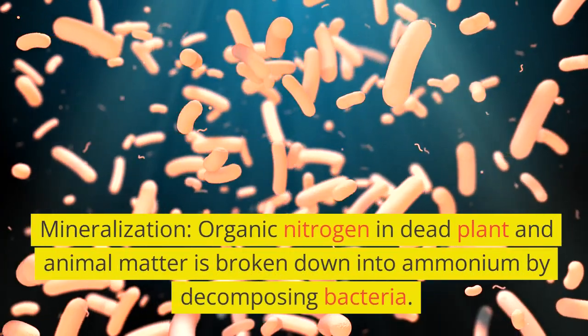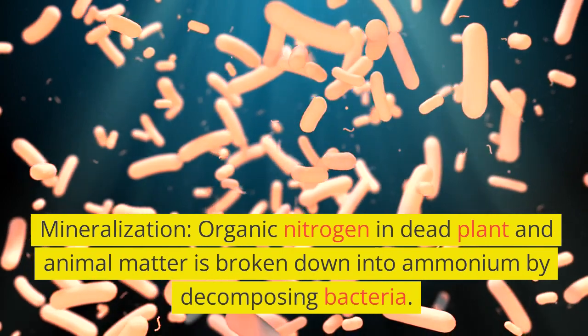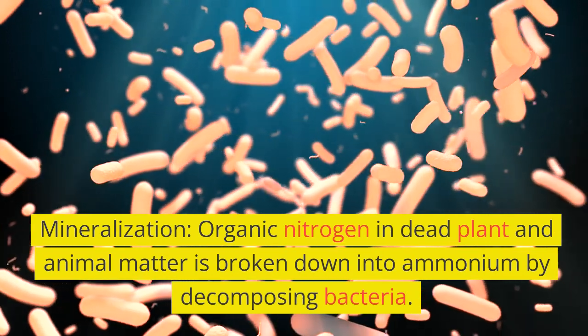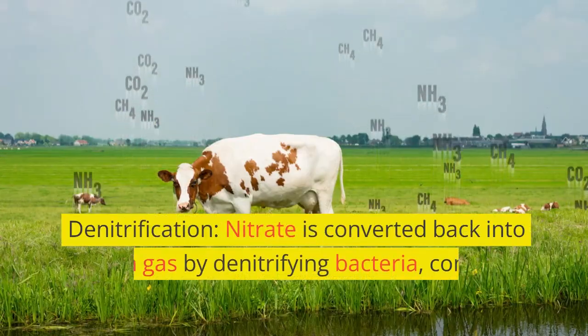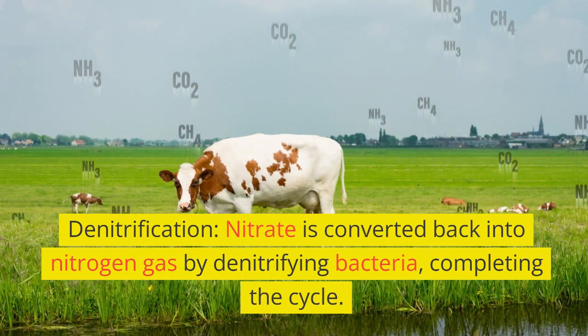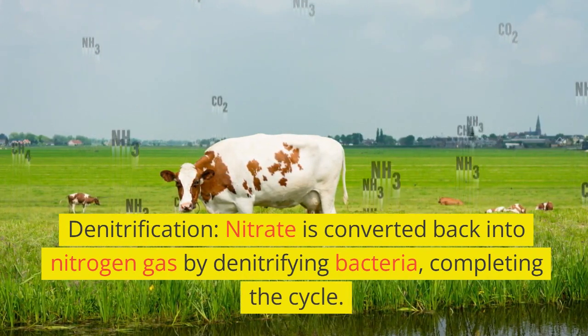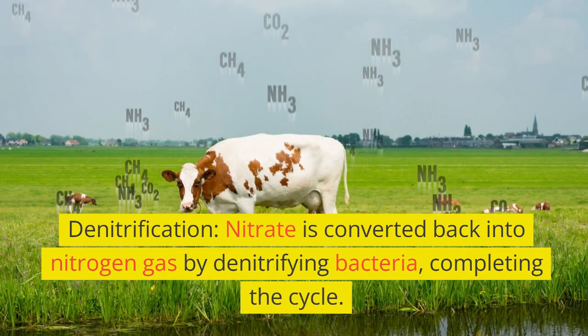Mineralization. Organic nitrogen in dead plant and animal matter is broken down into ammonium by decomposing bacteria. Denitrification. Nitrate is converted back into nitrogen gas by denitrifying bacteria, completing the cycle.